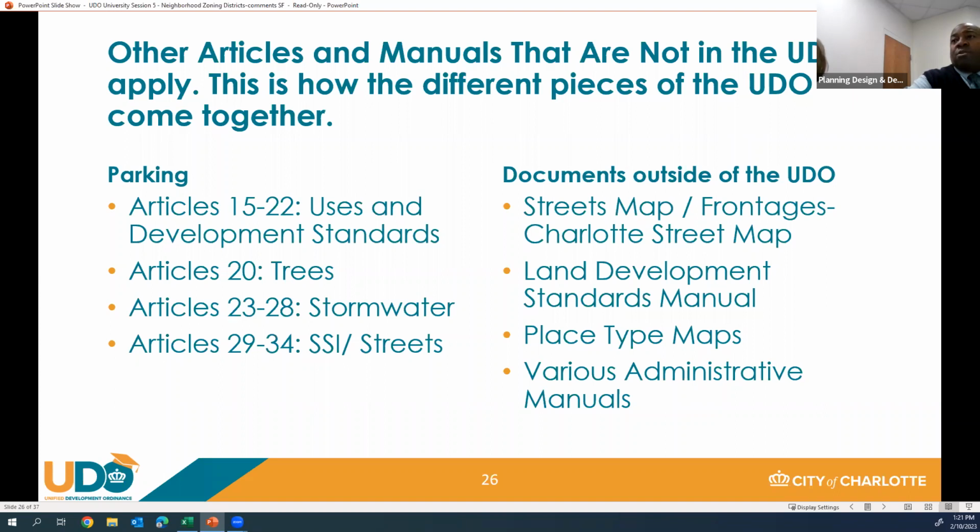And sometimes some of the other documents, especially when you're trying to find your street types, you want to go to your streets map, which is also the Charlotte streets map, which has your frontages and tells you the type of street it is. Also your land development standards manual, your place type maps, and then there are several other administrative manuals that are being created through this process with the UDO.